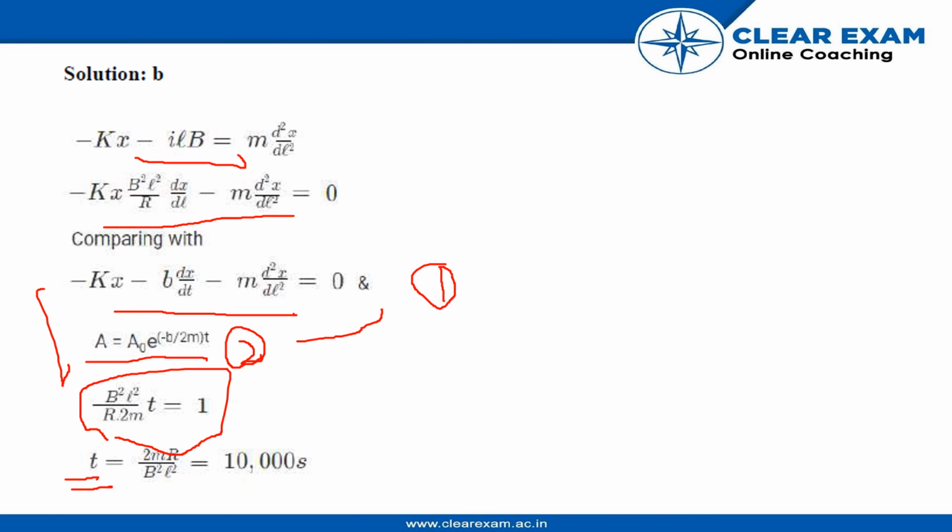We know the values of m, R, B and L, which are given in the question. When we replace these values of mass, resistance, induction and length, it will come out to be 10,000 seconds, which will be the time in which the amplitude becomes A naught by e, which we need to find.